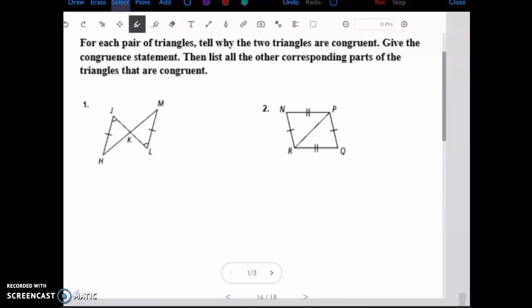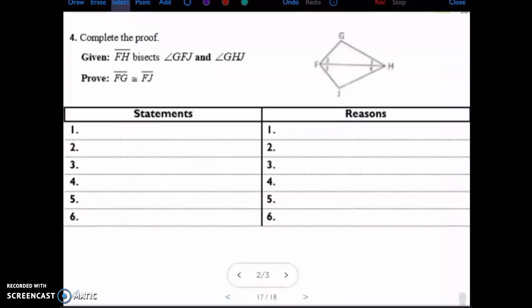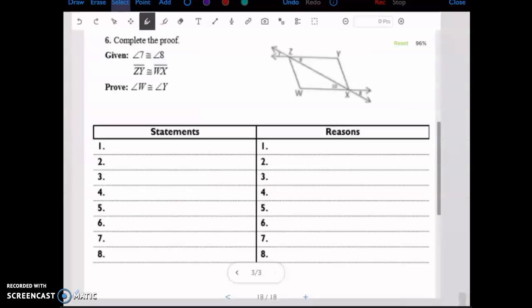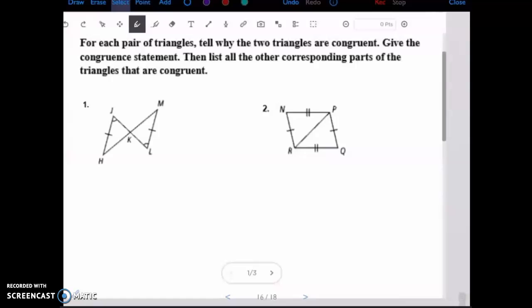Alright, we're going to do 1, 2, what else I got? 4. 4 is a good proof, and then 6 is a really tricky proof, so I want to make sure that we get that one done too. For each pair of triangles, tell why the triangles are congruent to each other. Give a congruency statement, and then we'll list all their corresponding parts.